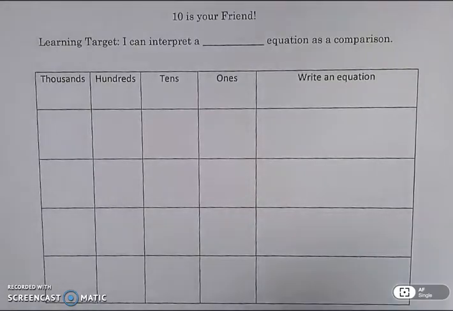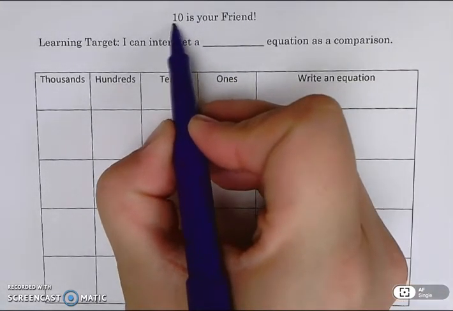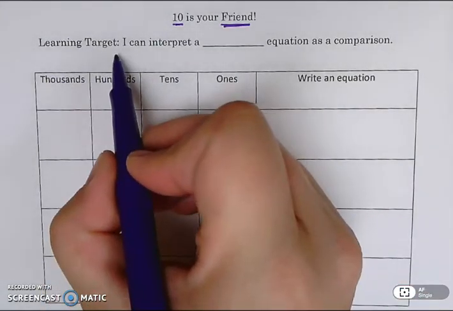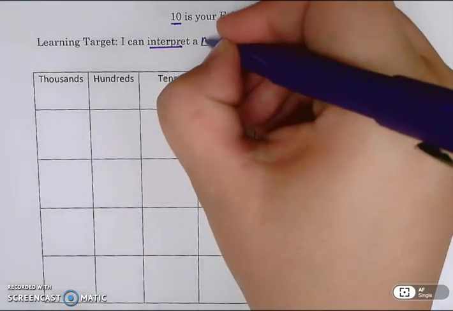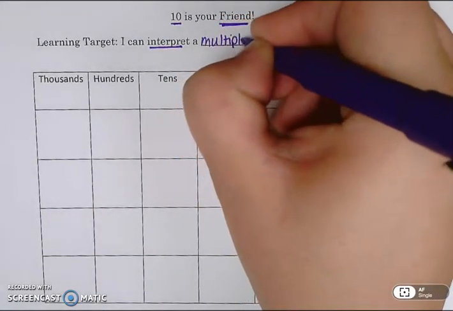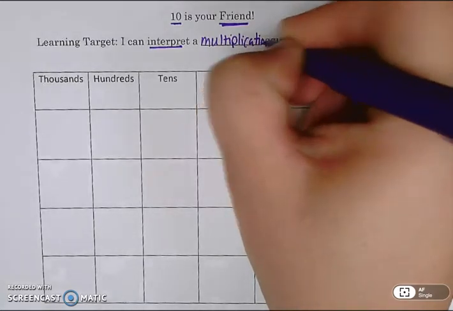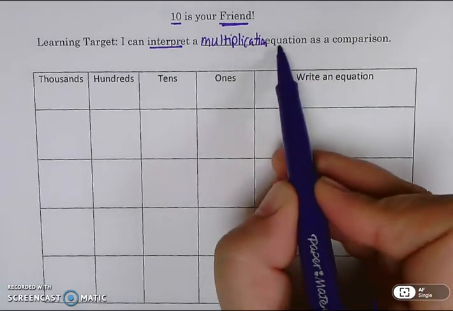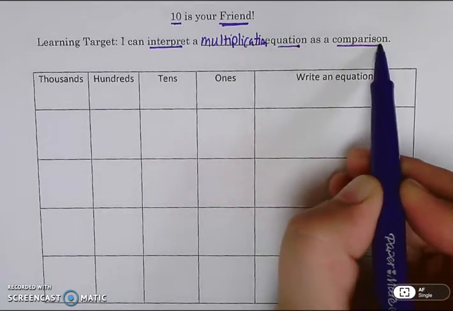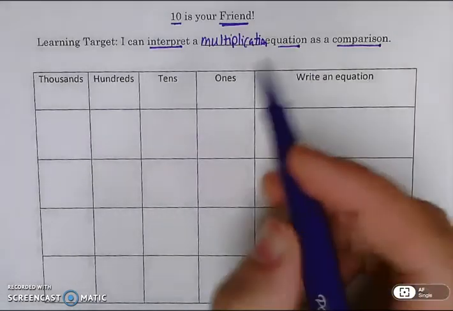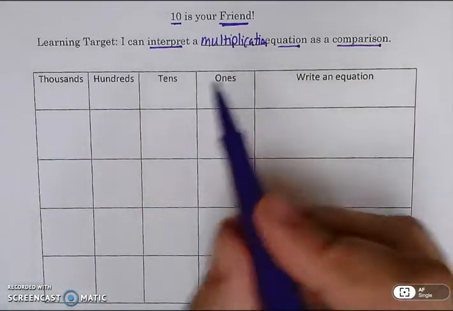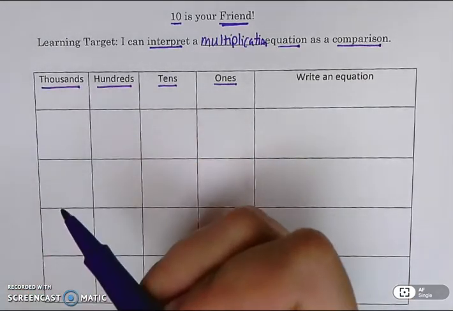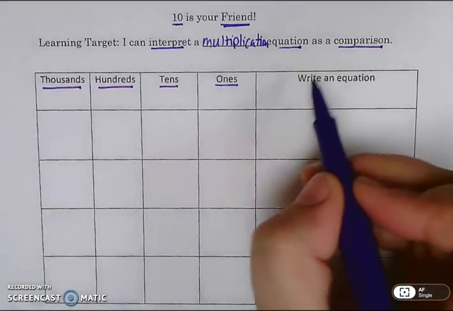Alright guys, in this lesson we're going to be talking about how in math 10 is going to be your friend. Our learning target is I can interpret a multiplication equation as a comparison. So we're talking about equations, we're also talking about comparing two things. So down here we've got a place value chart. Our place value chart is ones, tens, hundreds, thousands. And then over in this column, we're going to write an equation.